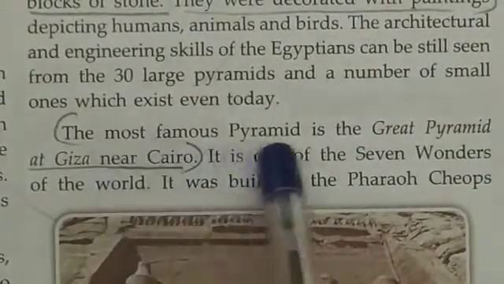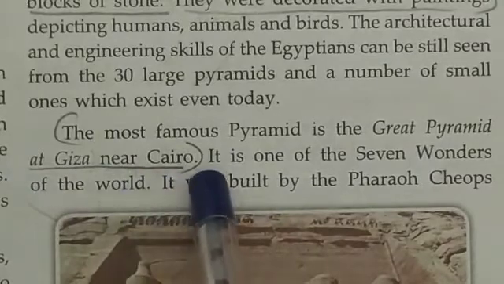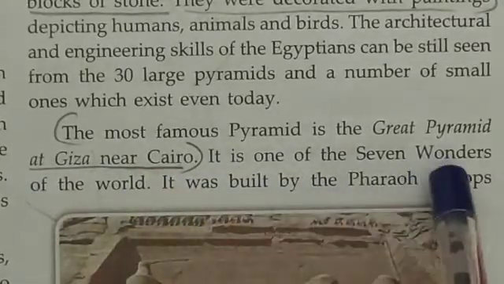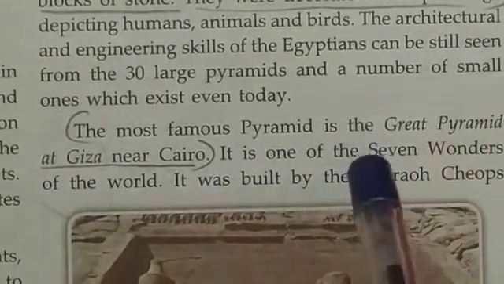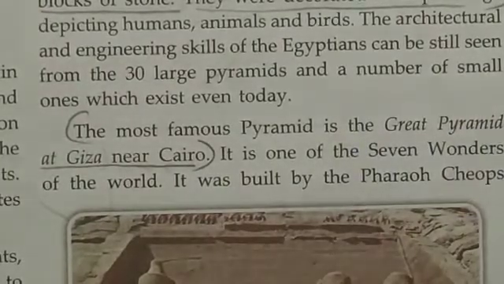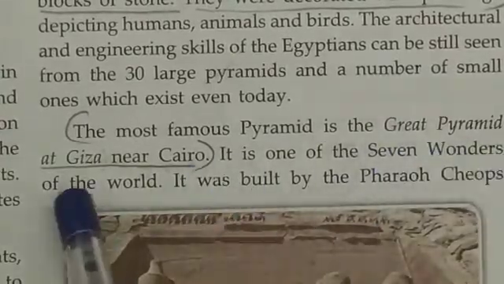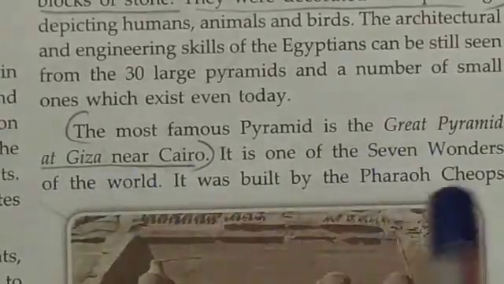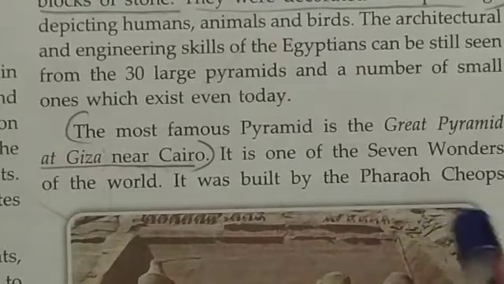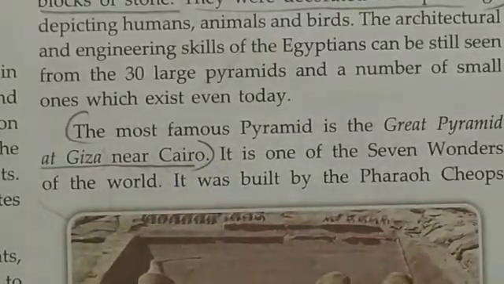The most famous pyramid is the Great Pyramid at Giza near Cairo. It is one of the 7 wonders of the world. Among the many pyramids, the most famous one is the Great Pyramid at Giza, and it is located in Cairo. Cairo is a capital city in Egypt.